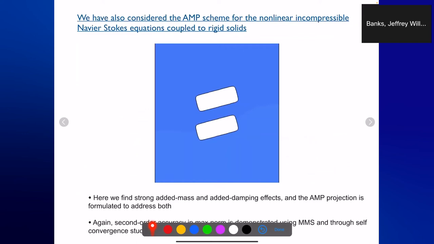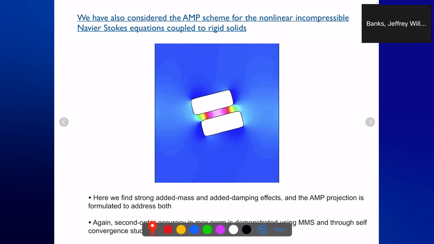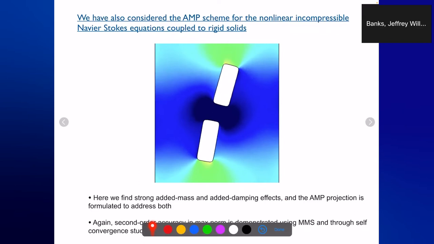Now again, there are other cases we can do. Chi will recognize this. We've done this for rigid solids, I'll just play the video. It turns out this case is very challenging in many respects. There's actually an added mass, but there's also an added damping term. But you can put all these together.